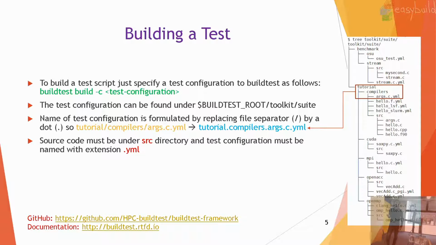Just to give you an idea of how the tests are written. You have something like, for instance, a directory called tutorial compilers, and then some YAML file, rx.c.yaml. The name of it is just replacing the file separator with a dot at the moment, so you can actually get this. So this command is what you would pass in to over here.